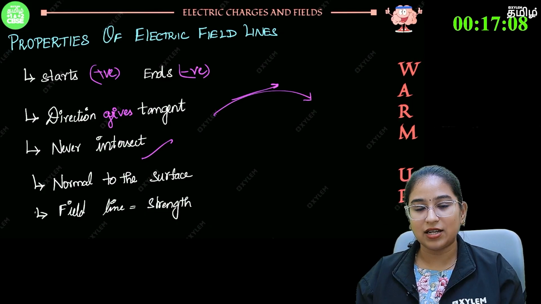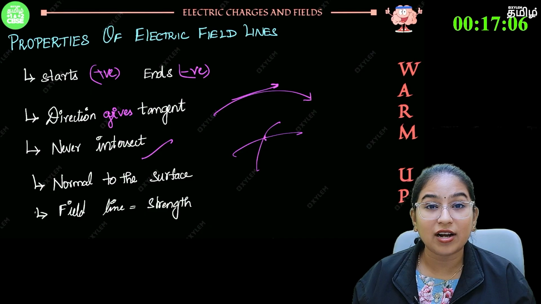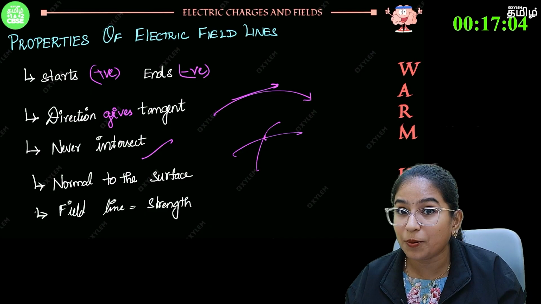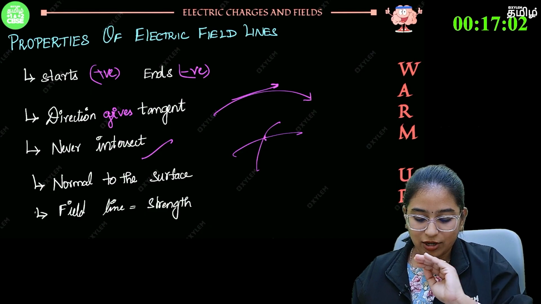If they intersect each other, there would be two directions at one point, which is not practical. So it is not possible.